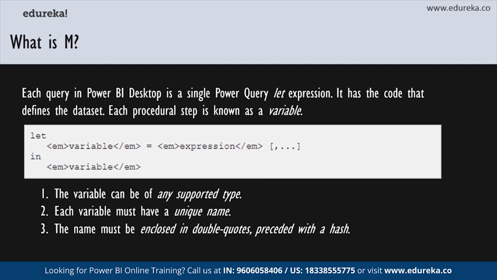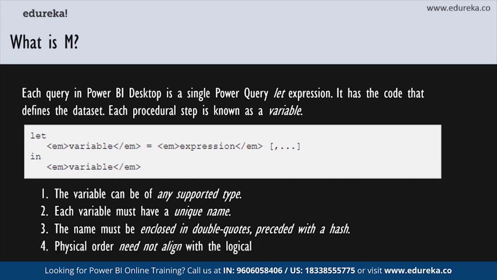with a hashtag. Now, that is a somewhat cumbersome naming convention and one that I particularly prefer to avoid. It's honestly a mystery to me, even now, why it is the way it is, but let's just move on. Now, the variable names are also the same names that are used to identify steps in the applied steps section in the query editor's right pane. So I think it would be wise to use names that make sense.